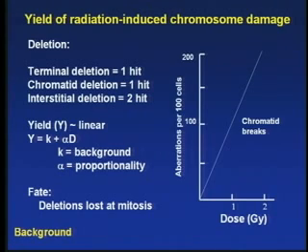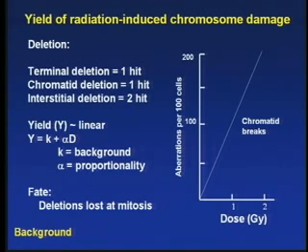Interstitial deletion, you may need 2 hits. That is, you cut the middle of a chromosome off, and that part of the chromosome becomes lost, or there's no rearrangement, just loss. But the majority of them will be one hit. With a one hit, one deletion relationship, the yield of the chromosome aberrations will be represented by this very simple linear equation: Y equals K plus alpha D.